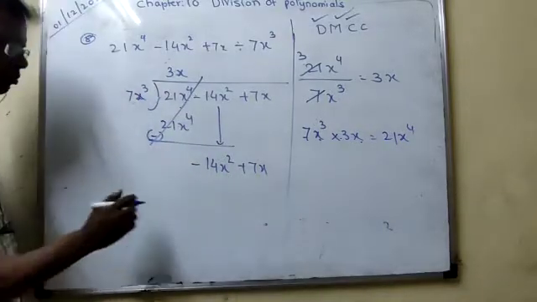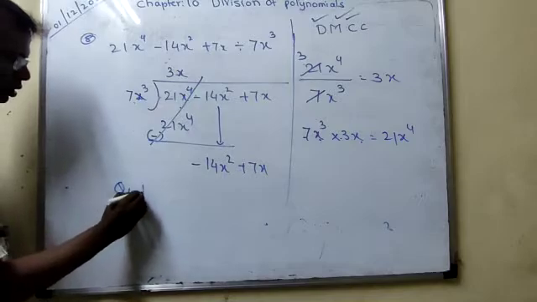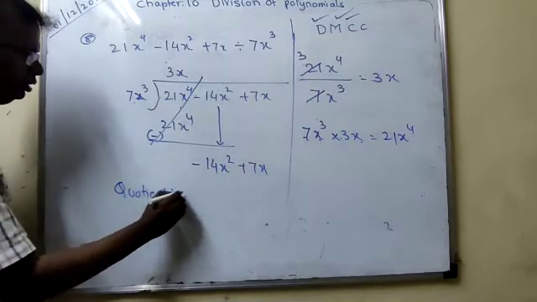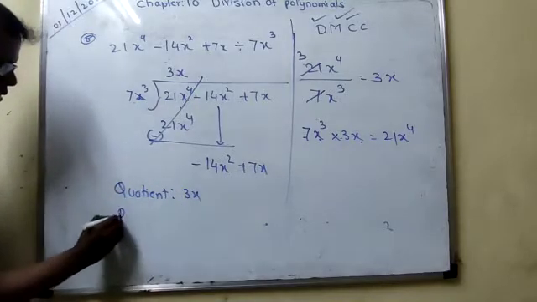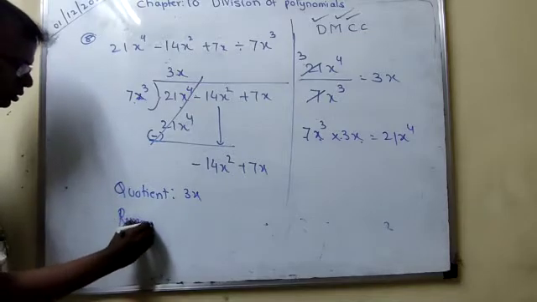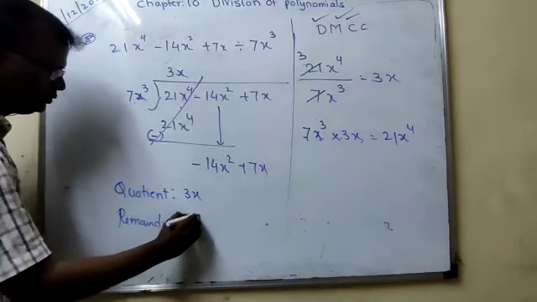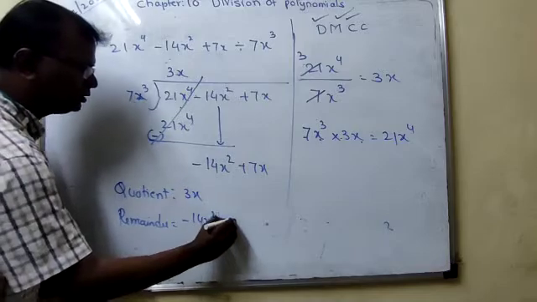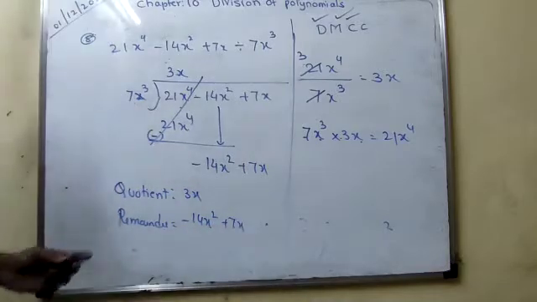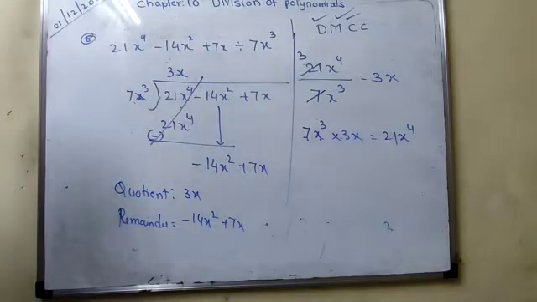The sum is over. Now what is the quotient? The quotient is 3x. And what is the remainder? The remainder is minus 14x square plus 7x. That's enough. We cannot divide now. Any doubt, students? Come to the next question.